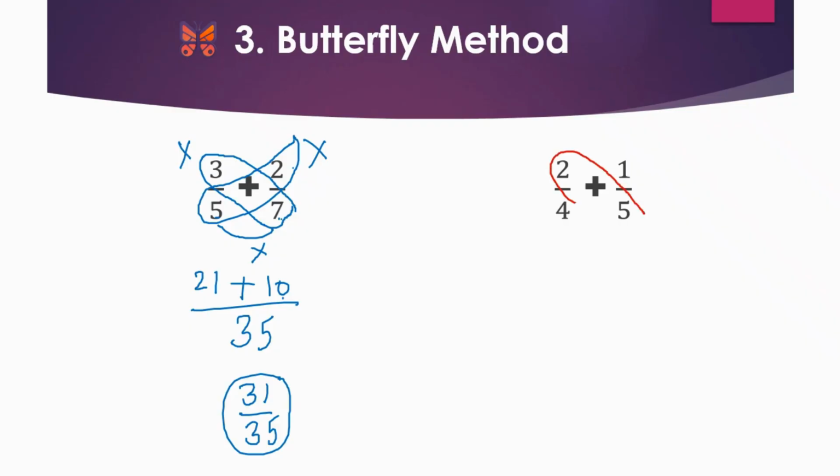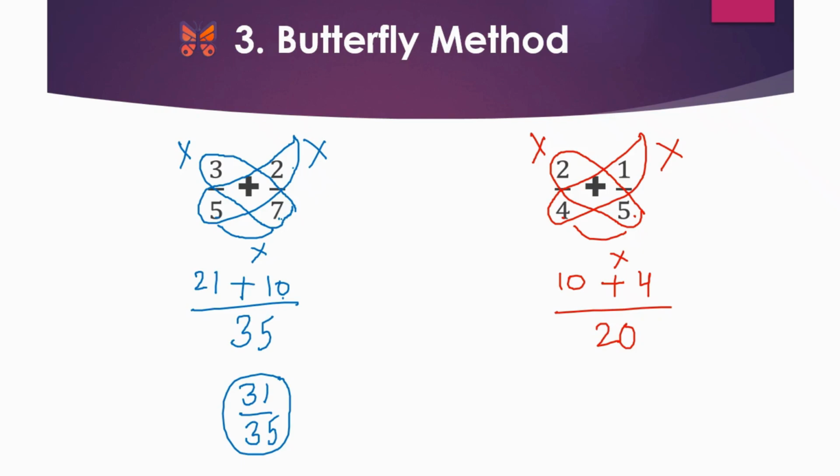Next, the same. Multiply the numerator of one with the denominator of the second. 5 times 2 gives you 10 plus 4 times 1 gives you 4. Now multiply the denominators. 4 times 5 is 20. Add them. 10 plus 4 is 14. So it's 14 by 20. Here we go.